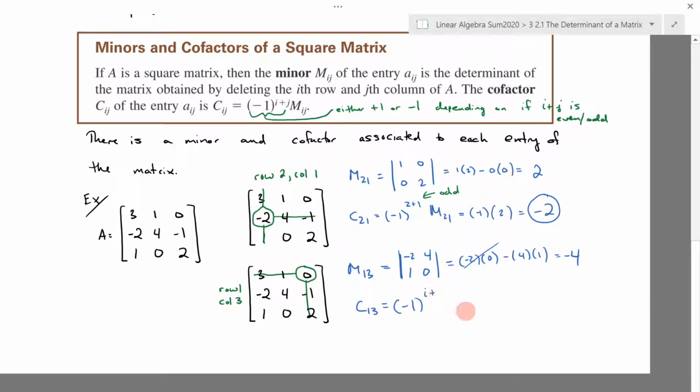And then now I calculate C13, which again, according to the formula, is -1 to the i plus j, which is 1 plus 3, times M13, which we've previously calculated as negative 4. Right, so now this is even, so the even makes it a plus 1. And then again, M13 is negative 4. So I get 1 times negative 4. So C13 is negative 4.